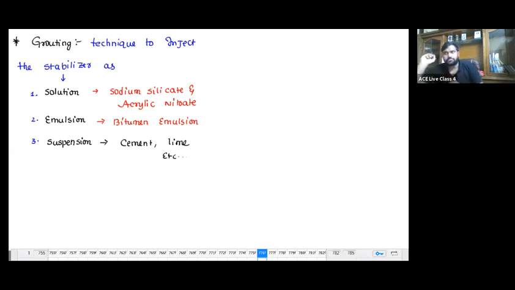And third one, in the case of fine sand and silts, there is a possibility of liquefaction. So by grouting this stabilizer into the fine sand and silt, I can stop the liquefaction process also.